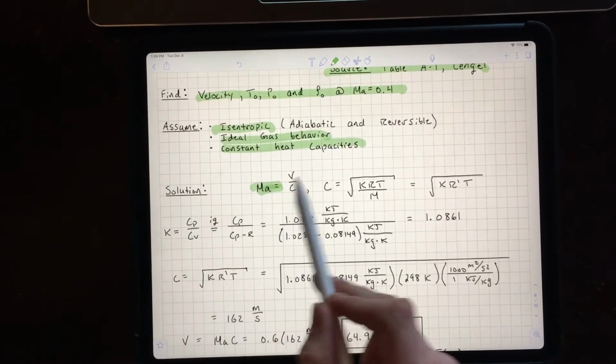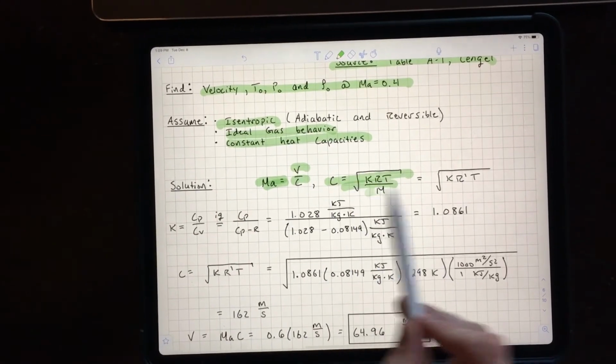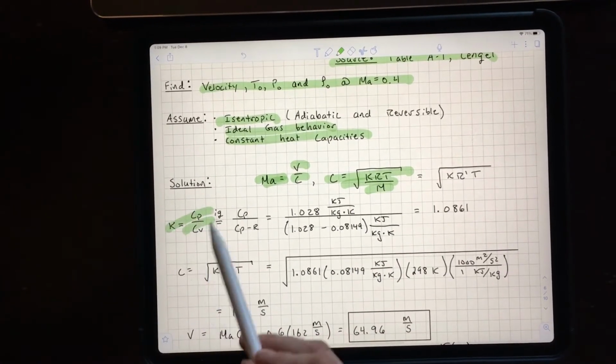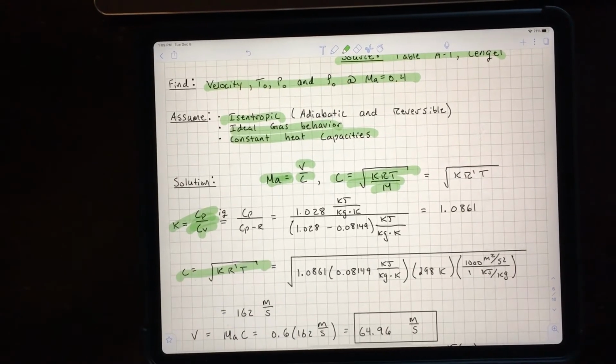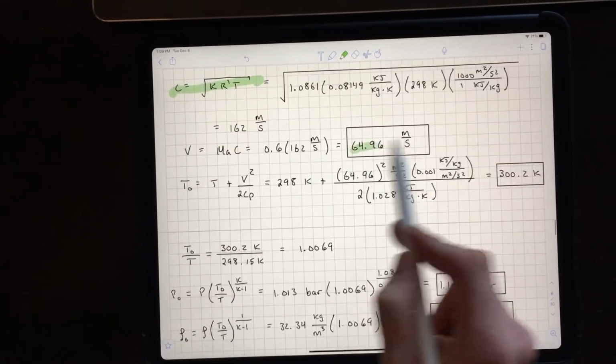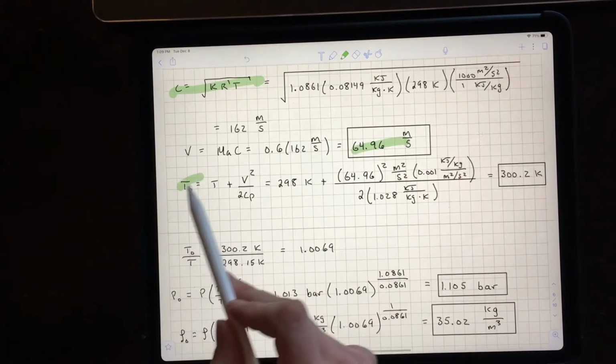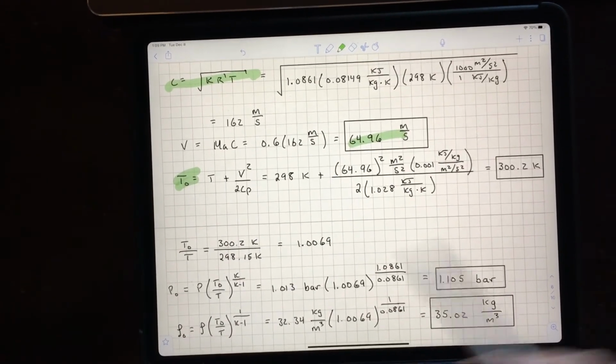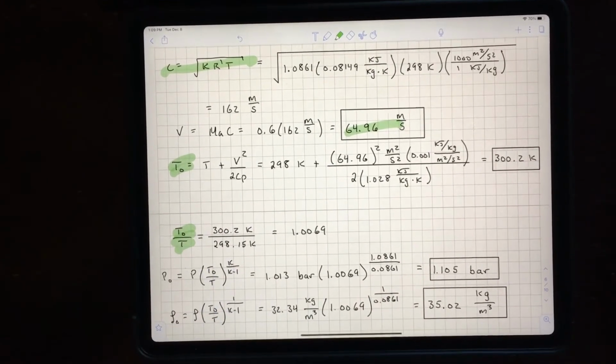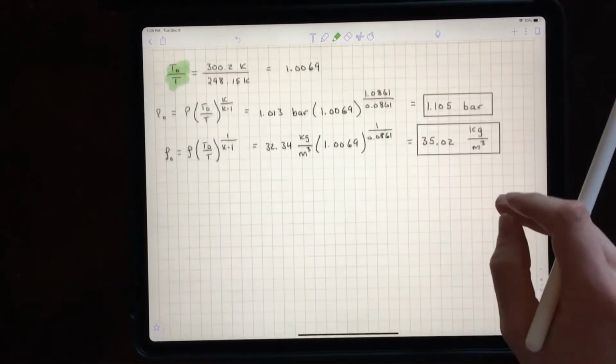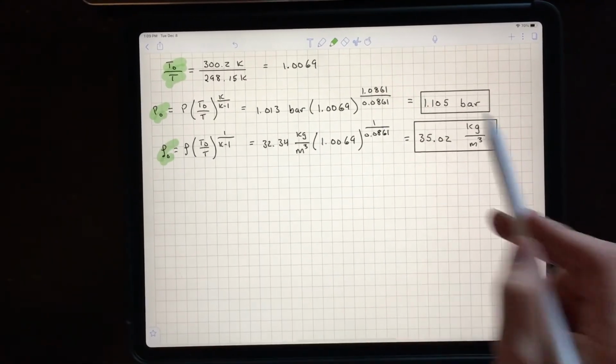So here's the equation for the Mach number. Here's the equation for the speed of sound. Here's the equation for K, which will get us C. Then we can plug that in and get V. We can then solve for the stagnation temperature. And if we take the stagnation temperature divided by T, then we can get the stagnation pressure and the density.